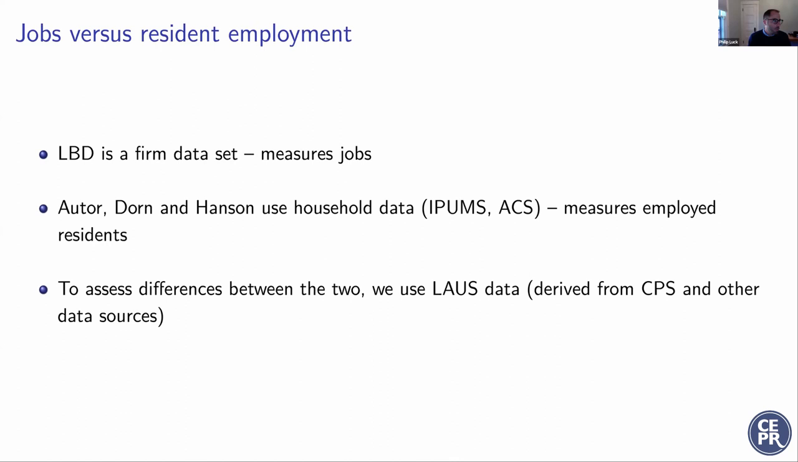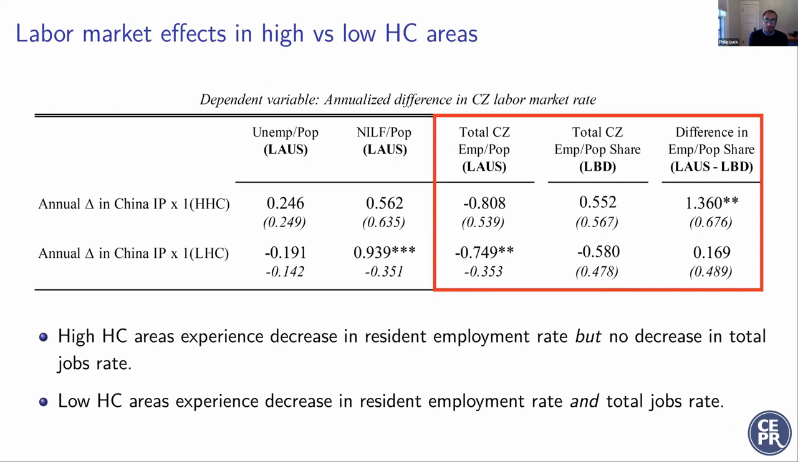again, we're using firm data, which measures jobs, not bodies, right? So every job that appears in the data is the location of the job and the number of jobs. So if someone has two jobs, you'll count twice. And if you work somewhere, not where you live, I'm counting where you work. That appears to be an important distinction. So LAUS is the household survey data set used to construct unemployment statistics. That's worker location. LBD is job location, right?